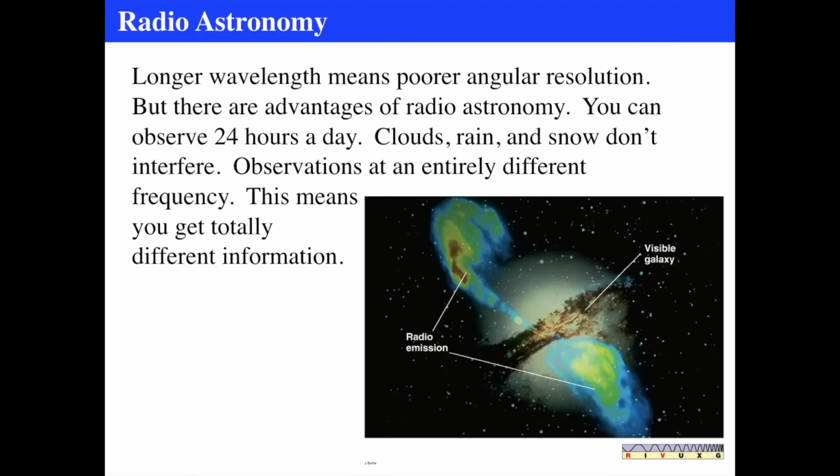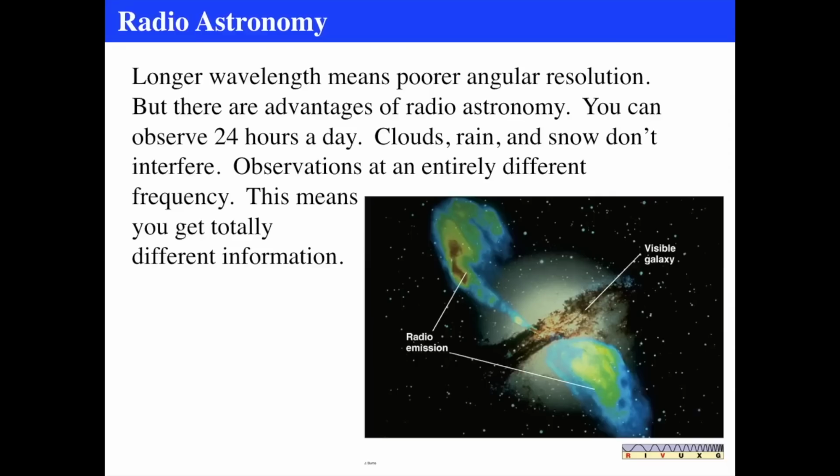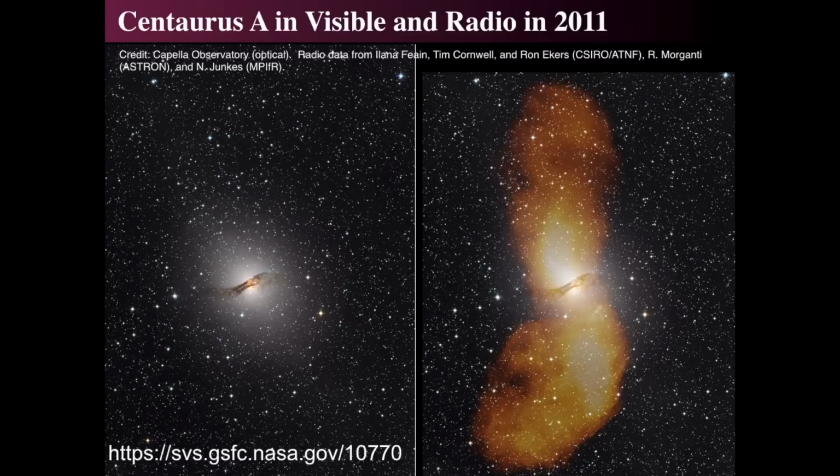Anyway, you can take observations all the time, and because the wavelengths are different, you get completely different information about the objects you're looking at. And here, we're looking at Centaurus A. That previous image was of Centaurus A, so let's look at a more recent version. These two images were assembled by the Goddard Space Flight Center Visualization Group. The optical image on the left was taken by the Capella Observatory, and the radio observation was done by Fane, Cornwell, Eckers, Morgantani, and Junks.